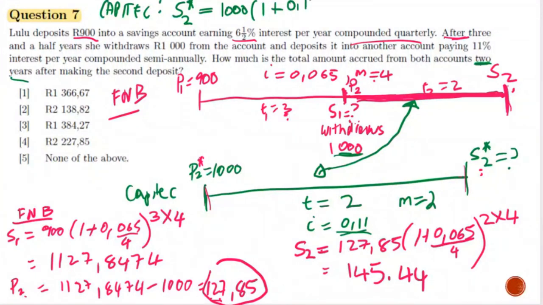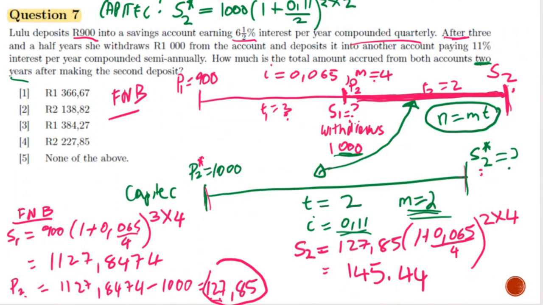However, Capitec has different conditions. It is compounding semi-annually. So I'm going to have 2, and then the period is 2 multiplied by 2. Remember the formula: your N is equal to MT, that is the compounding period multiplied by the time. So that's what I'm going to get at Capitec, which is 1238.8247.